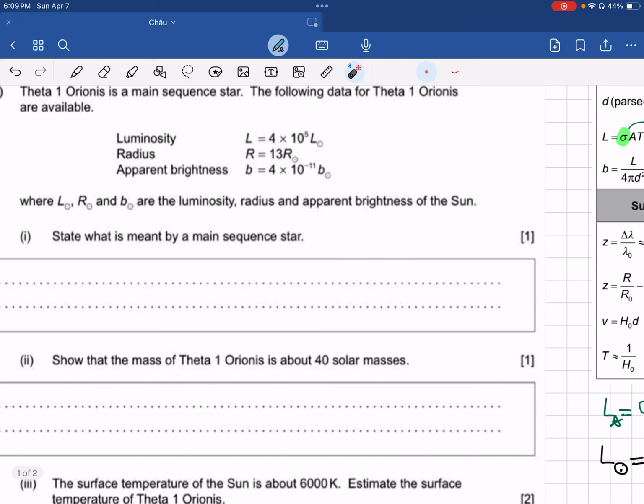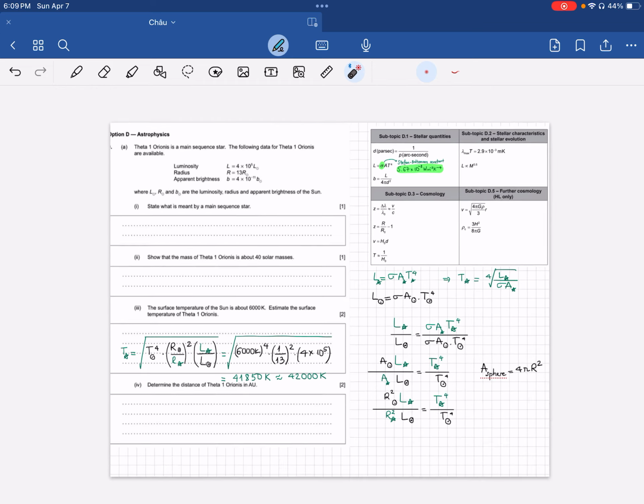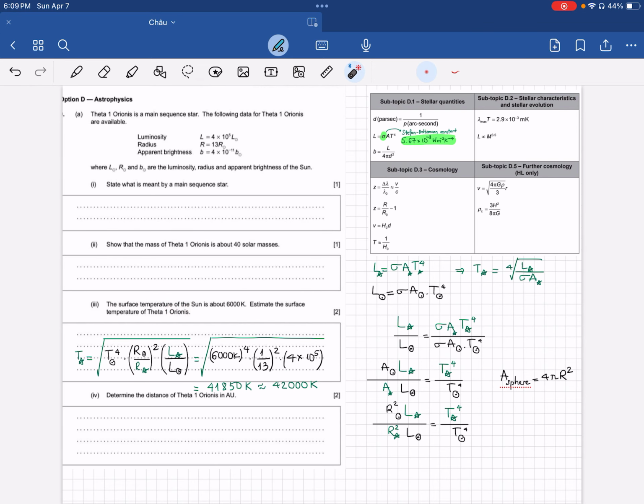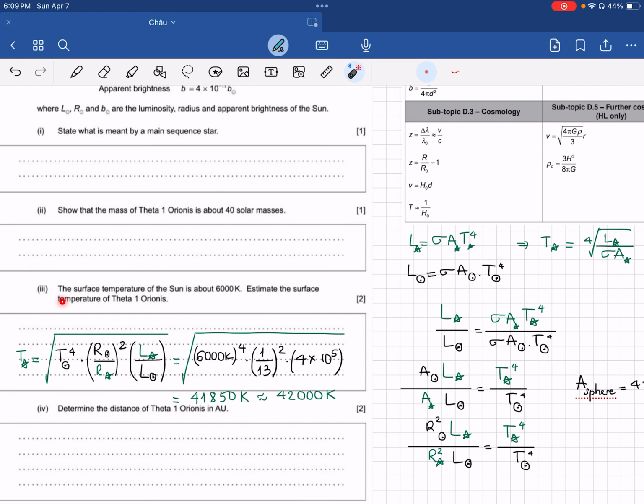Then they also give us the radius of the star compared to the sun, the size of the star, like 13 times the radius of the sun. And the apparent brightness, how we perceive it from the Earth, which is much less compared to the brightness of the sun. Then they ask us to estimate the surface temperature of the star, and they also provide the surface temperature of the sun, which is about 6,000 Kelvin.